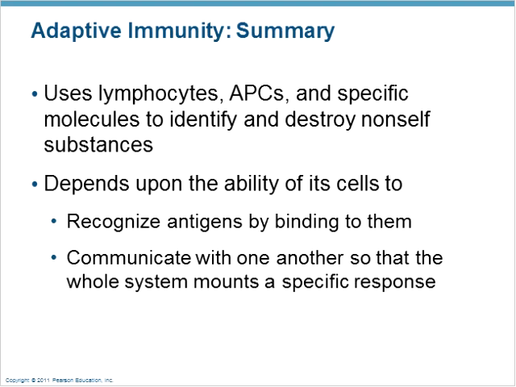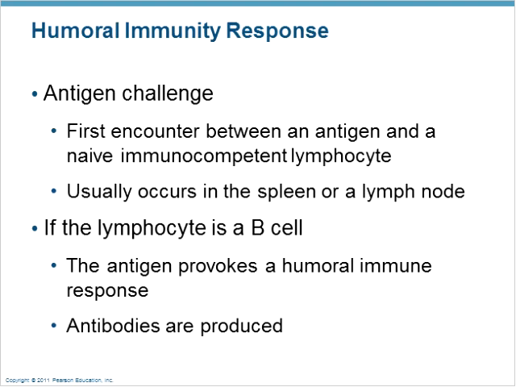The summary of adaptive immunity: it uses lymphocytes, APCs, and specific molecules to identify and destroy non-self substances. Those are substances that are not part of our own body. And that depends upon the ability of cells to recognize antigens by binding to them and to communicate with one another so that the whole system mounts an organized response. We talk about different kinds of response. We'll talk about the humoral immunity response.